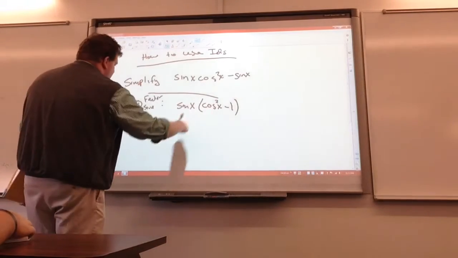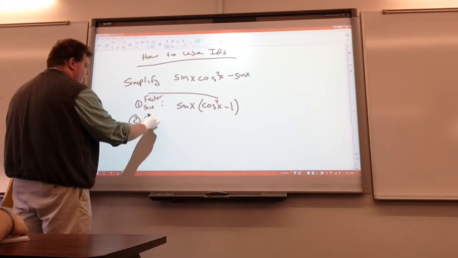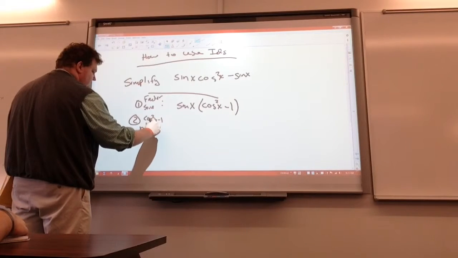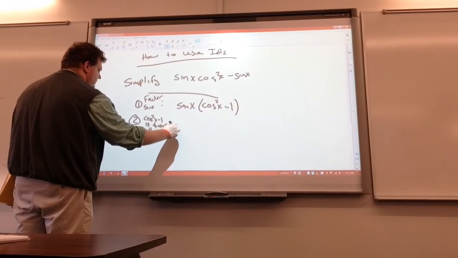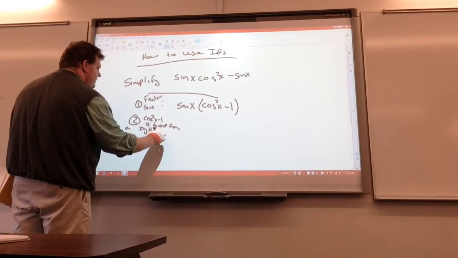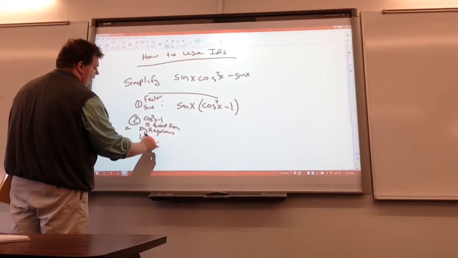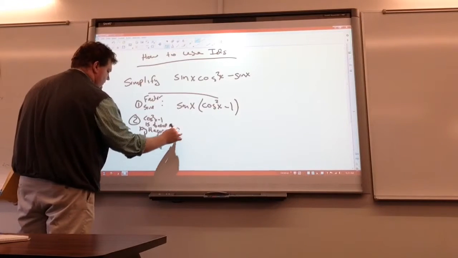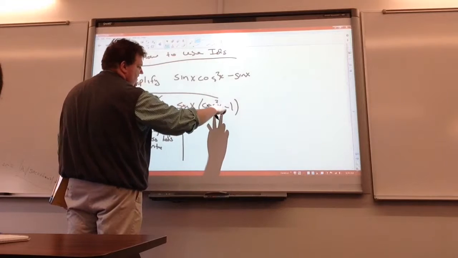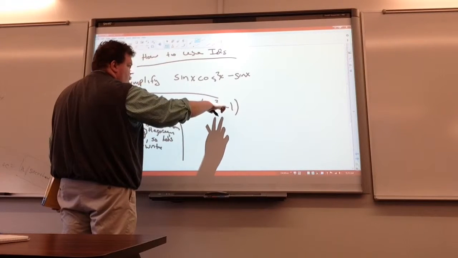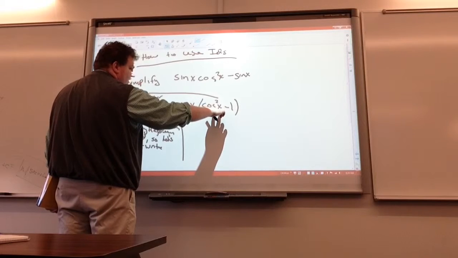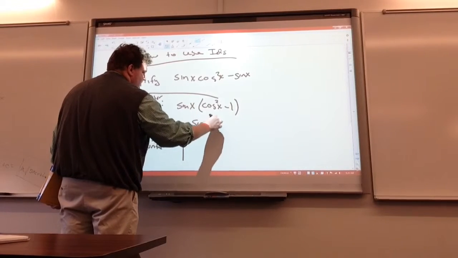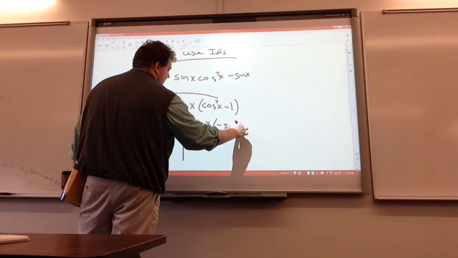And so we can notice that cosine squared of x minus 1 is based on a Pythagorean identity. So let's rewrite it. We can recognize, wait a minute, that's like 1 minus the cosine squared of x, which would be sine squared of x, but our signs are flipped, so it must flip the signs. So this thing would become the sine of x times negative the sine squared of x.